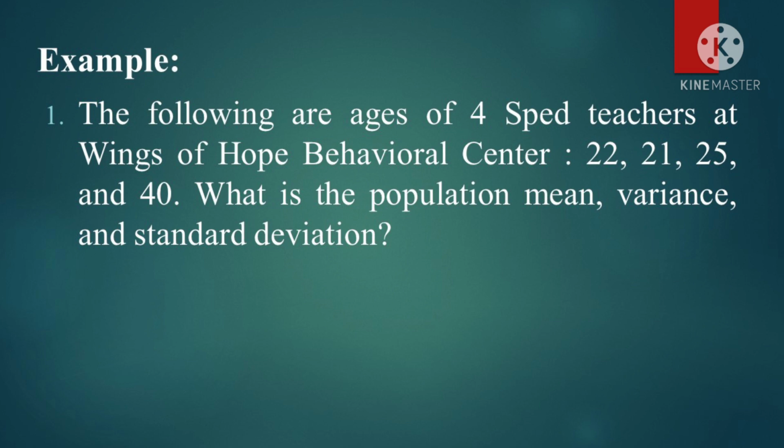Okay, so for example, the following are the ages of 4 SPED teachers at Wings of Hope Behavioral Center. So these are 22, 21, 25, and 40. And what is the population mean, variance, and the standard deviation? So we assume that this 21, 22, 25, and 40 is the population, okay? So now, ang hinahanap natin is the population mean, population variance, and the population standard deviation, okay?